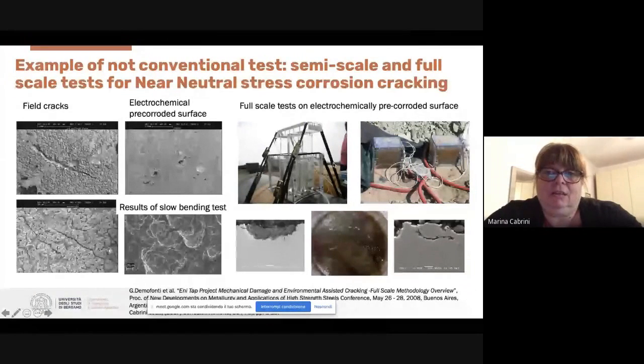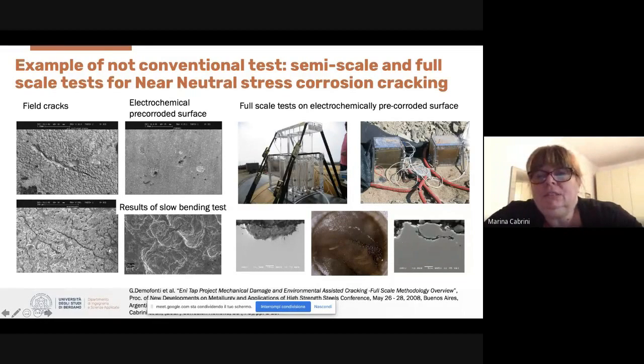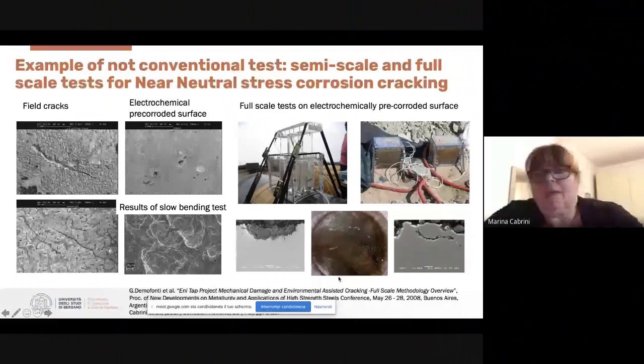test. This is the procedure of pre-crack making on the pipe, a 48-inch pipe that was buried for 1 year using this electrochemical pre-corroded surface, and buried and exercised for 1 year using 1 cycle per day of pressure variation. And at the end of the test, we can see that from the localized attack, there was the presence of some micro cracks.